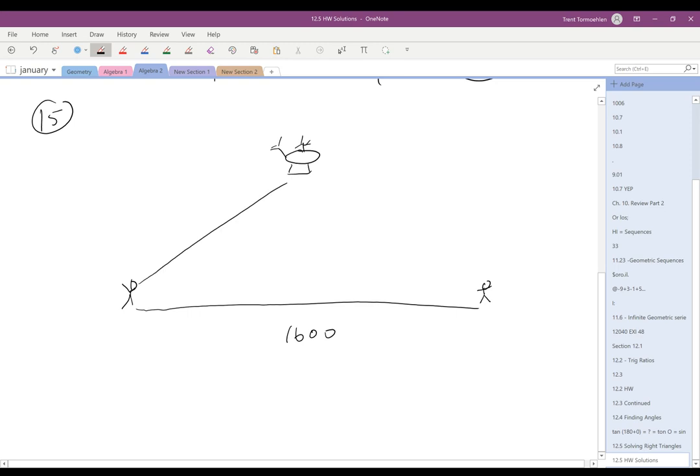And they both look up at the helicopter. And the angles of elevation of their looking is one of them is 32 degrees, and the other is 50.5 degrees. And what we want to do is find the height of the helicopter. So we're looking for this.